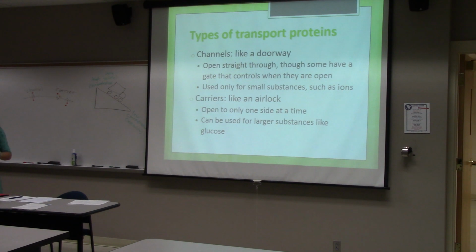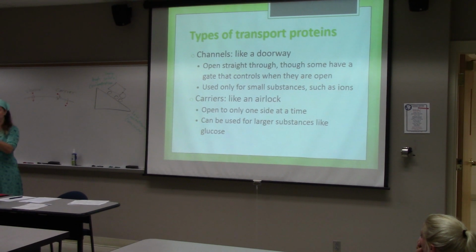So, something like glucose that's made of 12 large atoms and 12 more hydrogens, which are tiny. If you had just an open channel for that, all kinds of things would be able to sneak through the middle. So instead you have an airlock where glucose gets in, and then we switch and let it through. But it's not sitting there open for anything to get through. So it's kind of like a regular elevator versus a freight elevator.